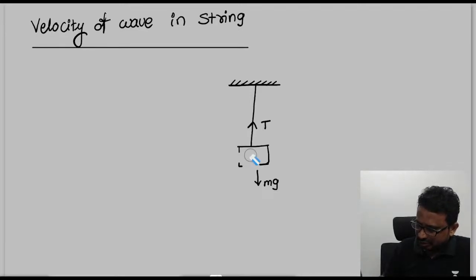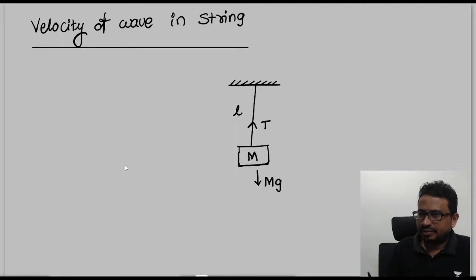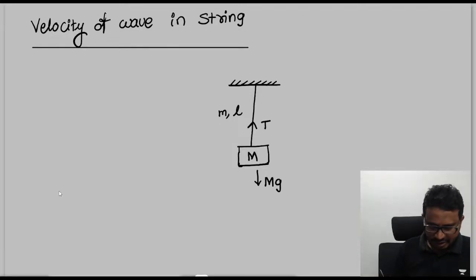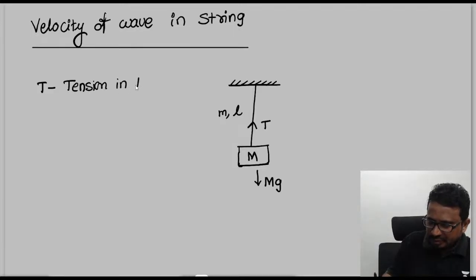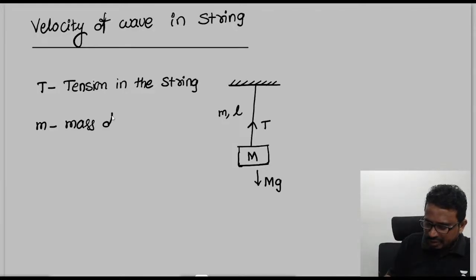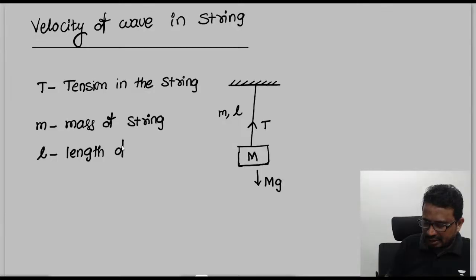Assume that the mass of this block is capital M. And here the length of the string is L, and m is the mass of the string. Then T is the tension in the string. m is the mass of the string, not the block. And L is the length of the string.